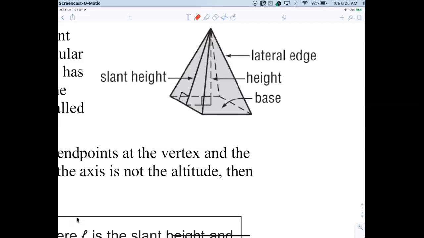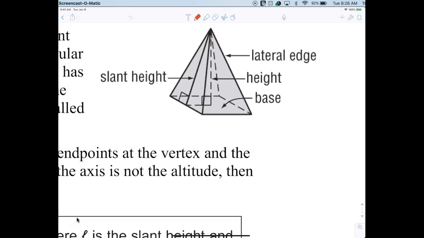So if the pyramid is a square, the surface area would be composed of what? Well, now, the surface area would be composed of what? Very good. 4 triangles and 1 square. So now I'm going to try to show you how they came up with the formula for the surface area.